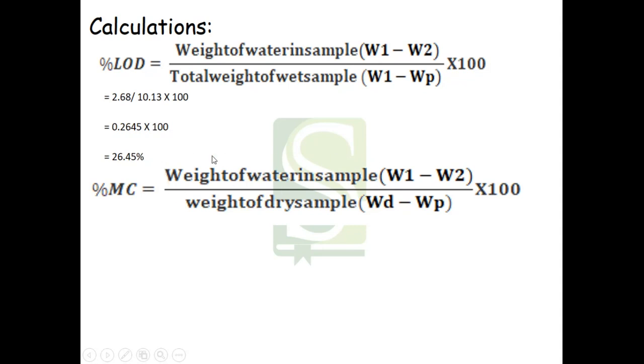Then we will calculate percent moisture content. So weight of water in sample divided by weight of dry sample, into 100. So again we have water in sample 2.68. Now the weight of dry sample was 7.45 into 100. Okay, so after calculating we get 35.97.